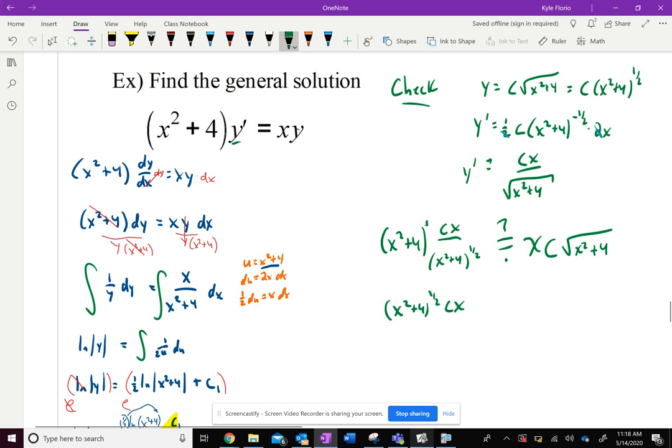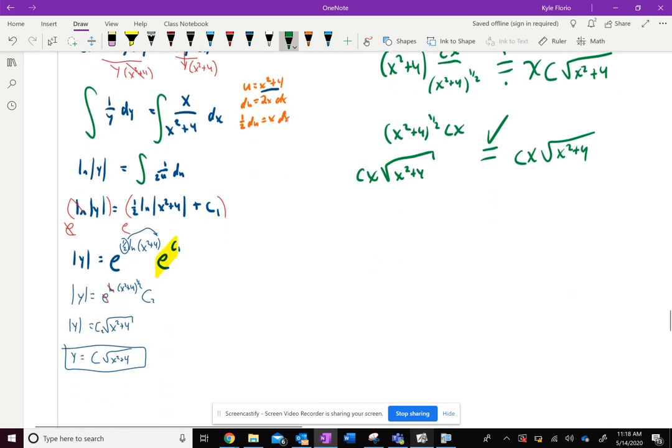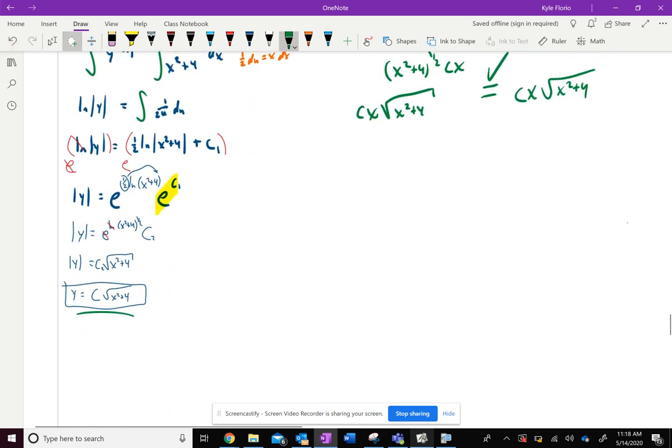So I have x squared plus 4 to the 1/2 times cx, which is the same thing as the square root of x squared plus 4 times cx, which is the same thing as we have over here: x times c times the square root of x squared plus 4. I could switch the xc to cx. It's the same thing, and it turns out we did it right. We got the same thing. The general solution to this is given right here. That's our general solution. I like this color. That's pretty cool.